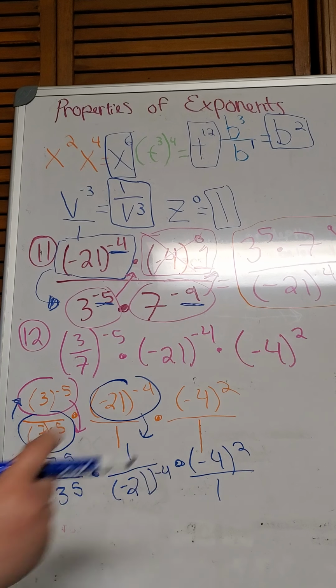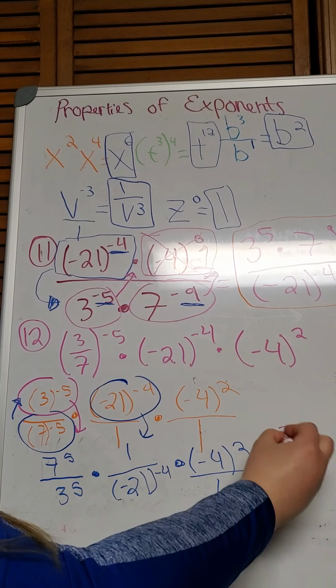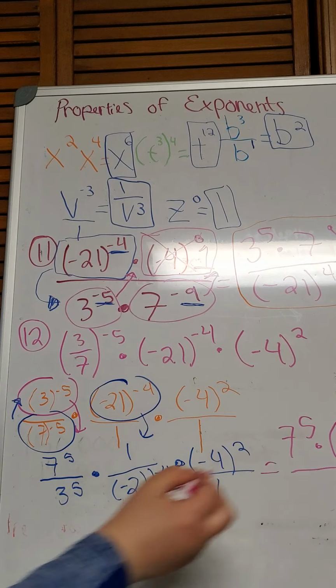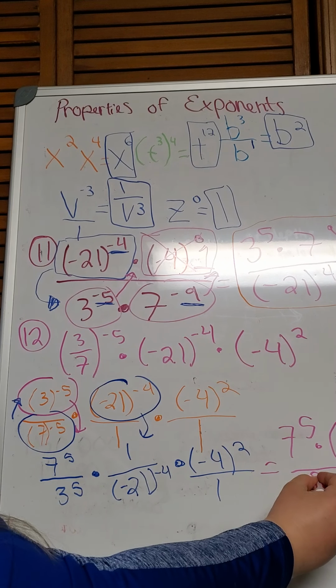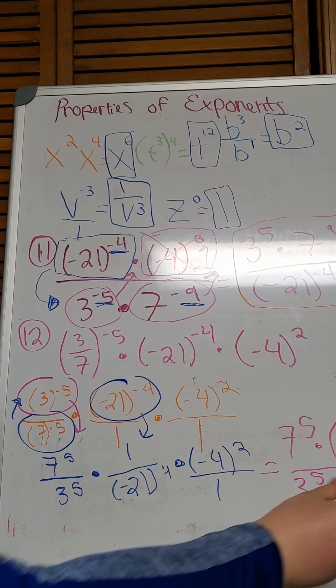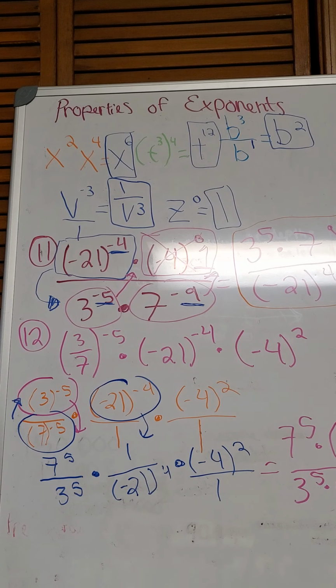All right, last thing I'm going to do, I'm going to rewrite this as 1 fraction instead of 3 fractions being multiplied by each other. So this is going to equal 7 to the 5th power times negative 4 squared over 3 to the 5th times negative 21. Sorry, this should be a positive 4 because I moved it. It should not have stayed negative. That was my bad. So times negative 21 to the 4th power. All right, so that would be my answer for this one.